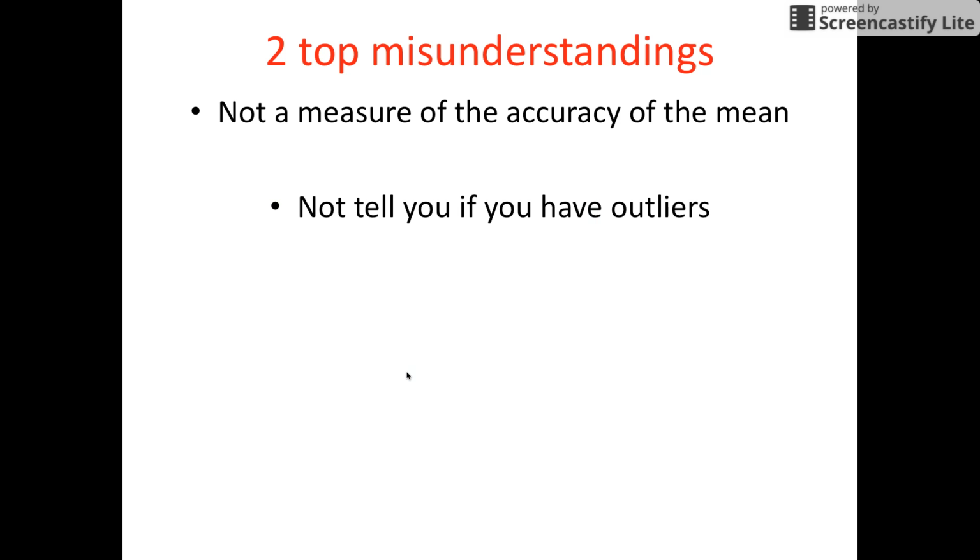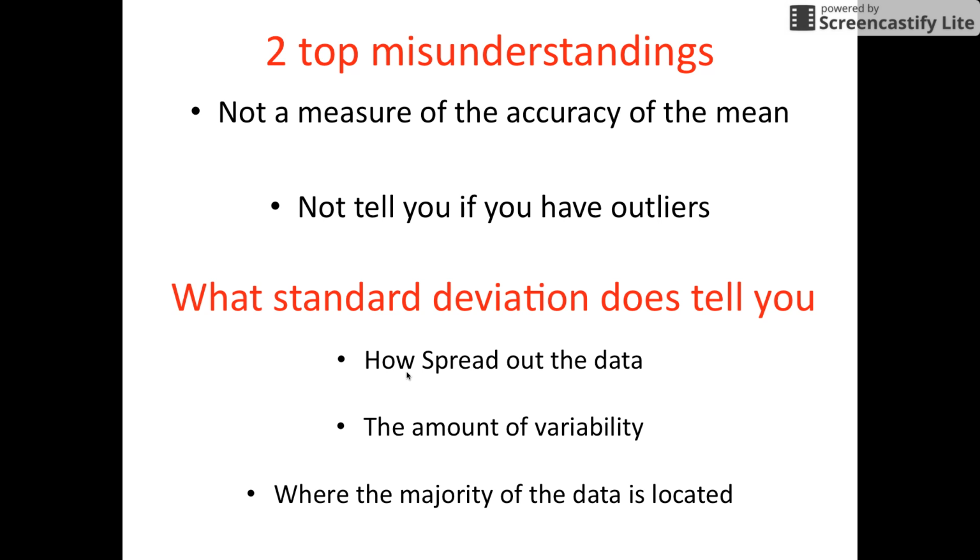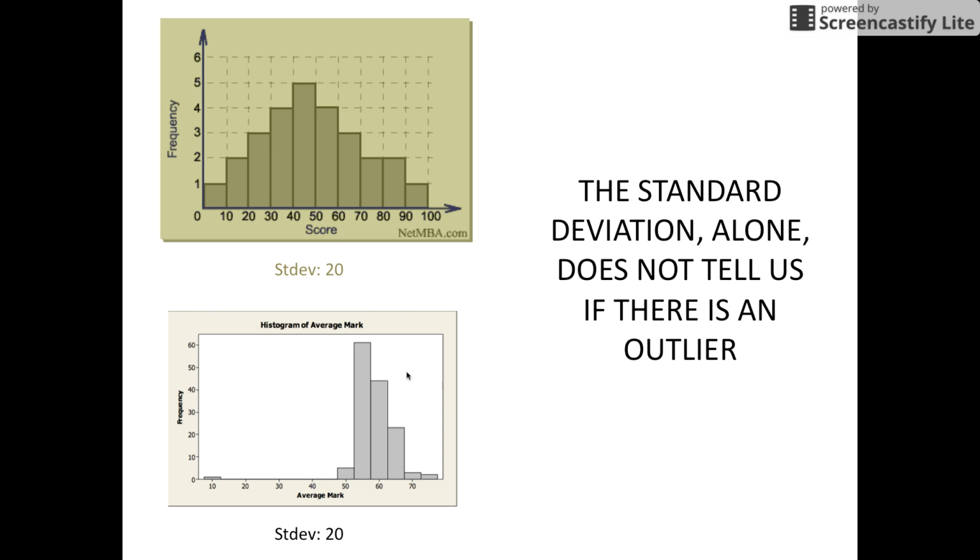Now, common misunderstandings for standard deviation. Standard deviation is not a measure of the accuracy of the mean. It does not tell you if you have outliers. What standard deviation does tell you is how spread out the data is, the amount of variability, and where the majority of the data is located.